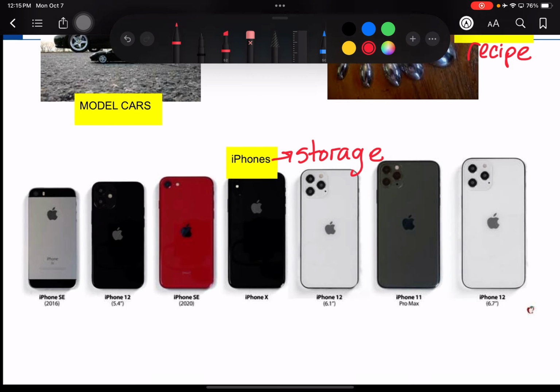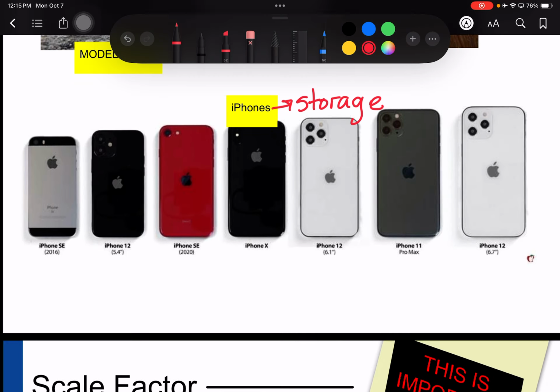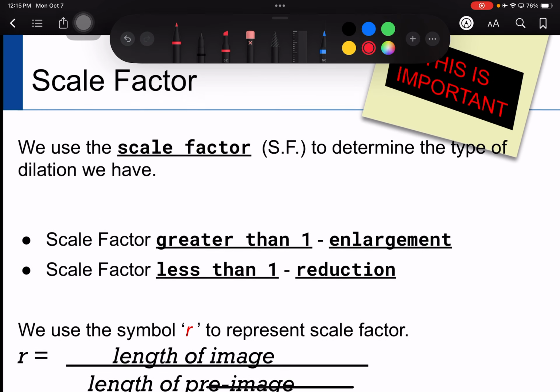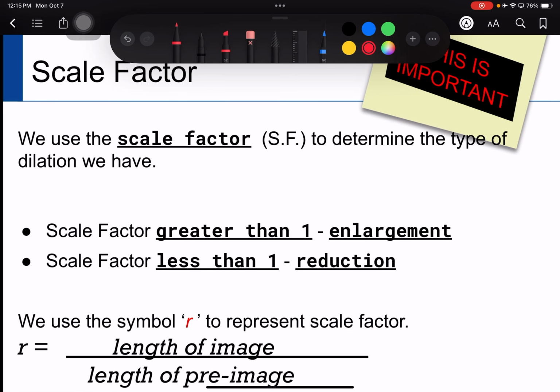Let's look at our example. Write this down, scale factor. We use scale factor to determine the type of dilation we have. Scale factor greater than 1 is an enlargement. Scale factor less than 1 is a reduction. You should be filling in your paper on scale factor, your blanks. You got about a minute.